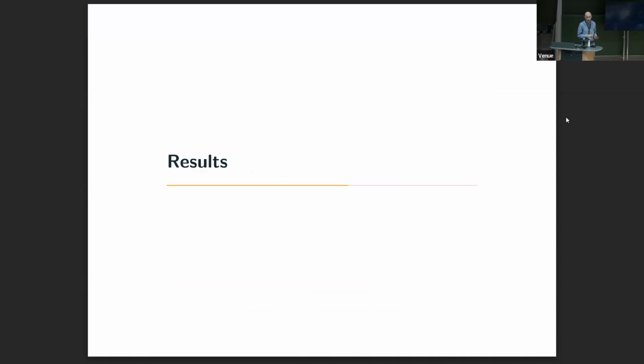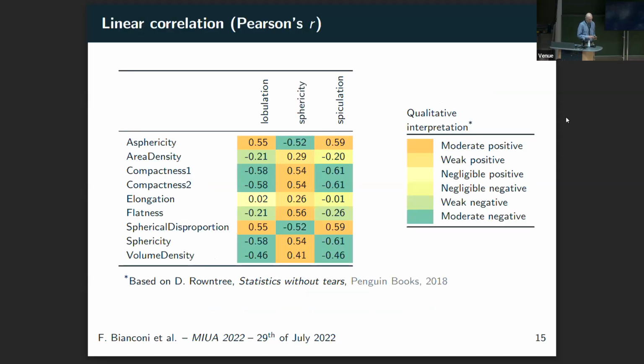Now let's have a look at the results. Hold on to your seats. This is the table showing the results of the linear correlation analysis. Rows indicate the computer-calculated features and columns the manually assigned radiological attributes.